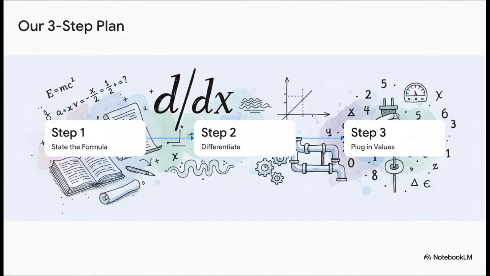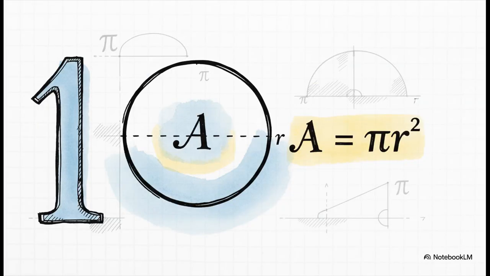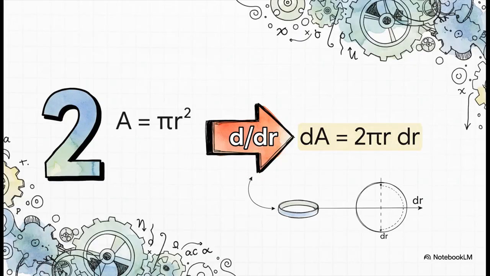Don't worry, we can knock this out in 3 simple steps. First, grab the formula. Second, find the differential. And third, just plug in the numbers. Let's go. All right, step 1, the formula. We all know this one. The area of a circle is just pi times the radius squared. Simple. Okay, now for the fun part, the calculus.